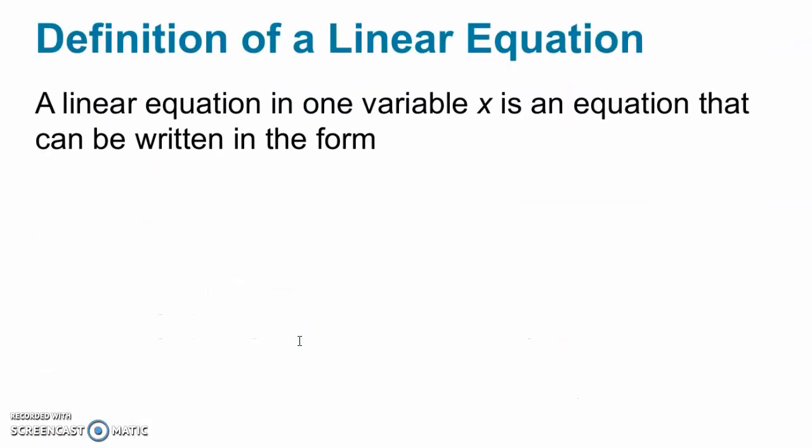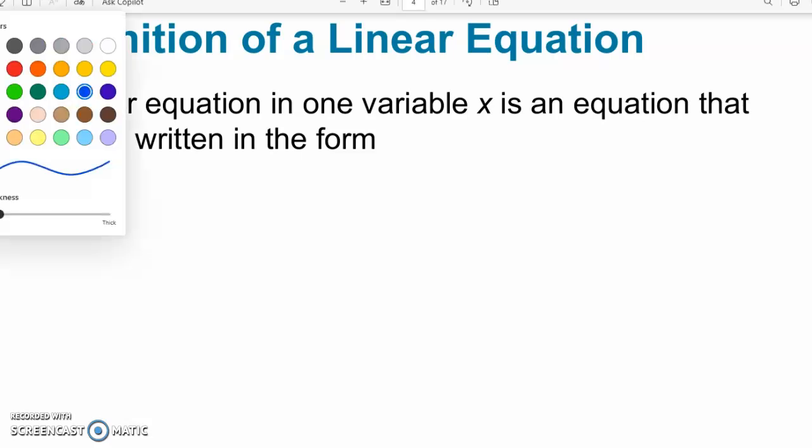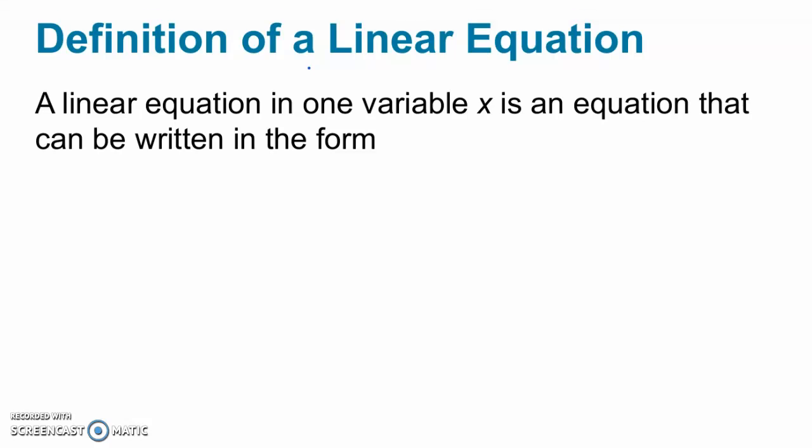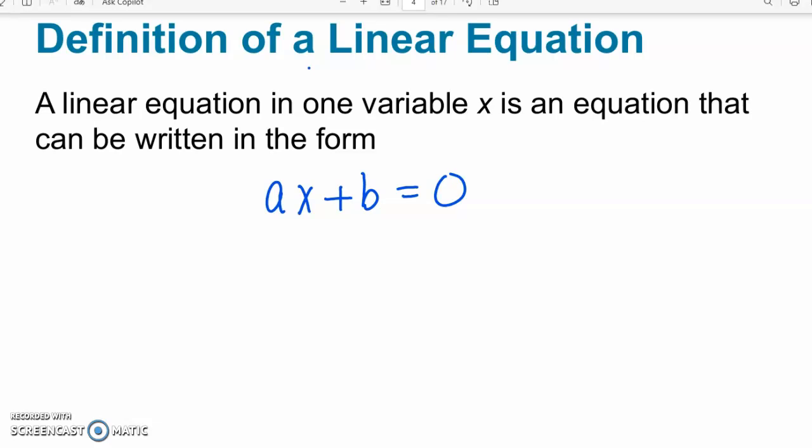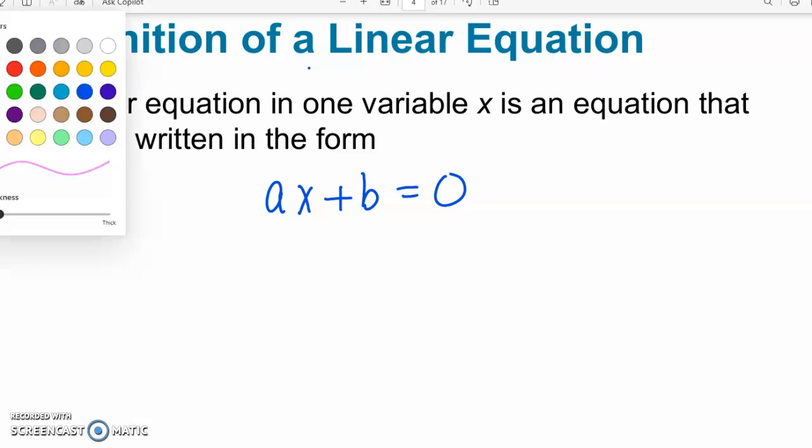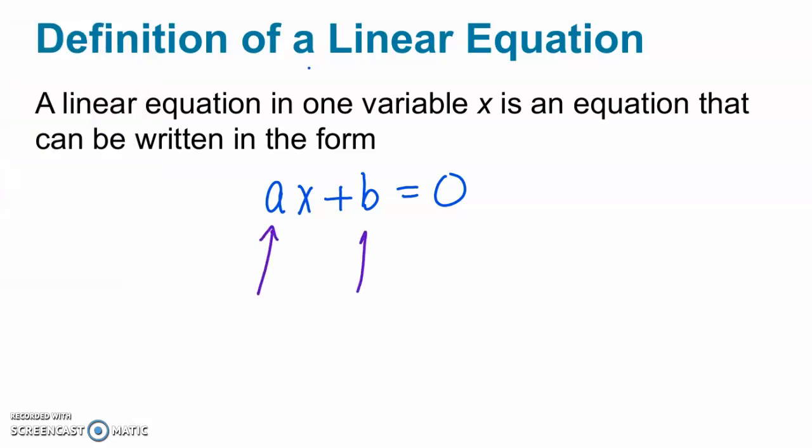And we will start by talking about the definition of a linear equation. So it says here that a linear equation in one variable x is an equation that can be written in the form of ax plus b is equal to 0. And that is where a and b are real numbers. So these are not going to be letters. These are going to be real numbers.